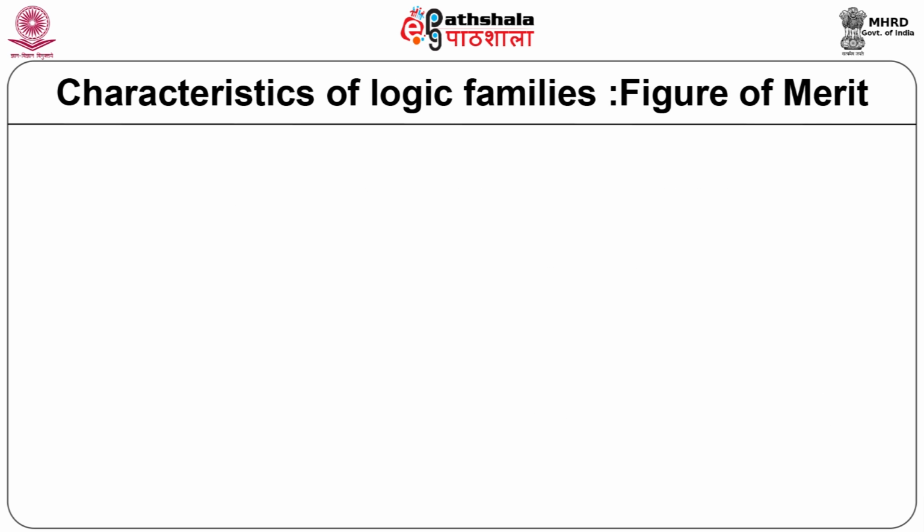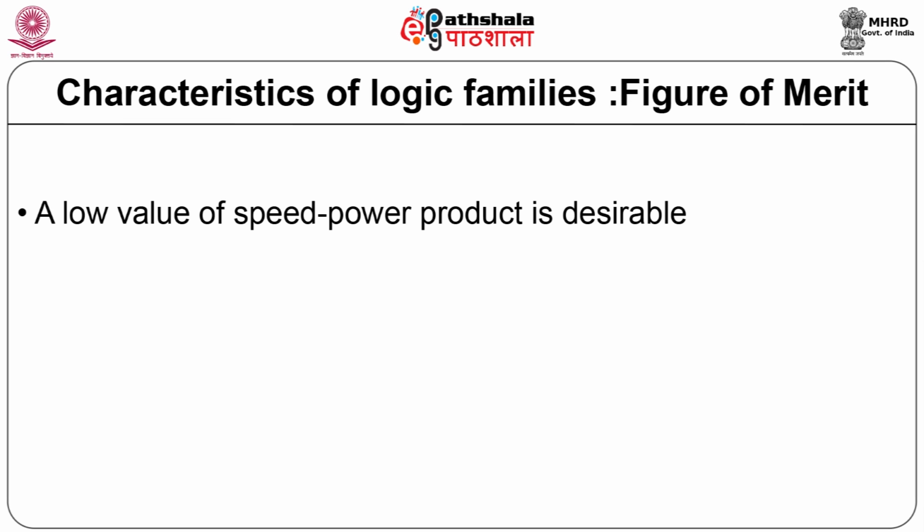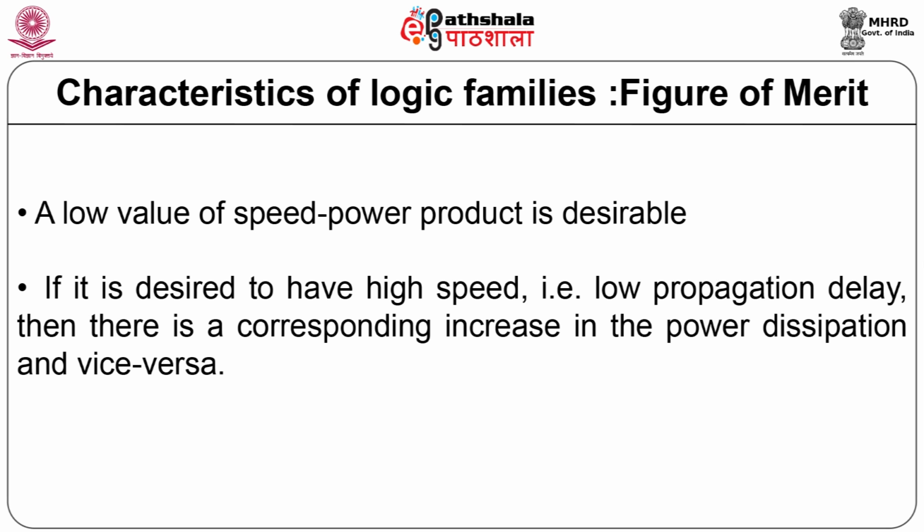This is the most important parameter, that is figure of merit. Figure of merit is equal to the propagation delay time expressed in nanoseconds multiplied by the power in milliwatt. A low value of speed power product is always desirable. If it is desired to have high speed, that is low propagation delay, then there is a corresponding increase in the power dissipation and vice versa.